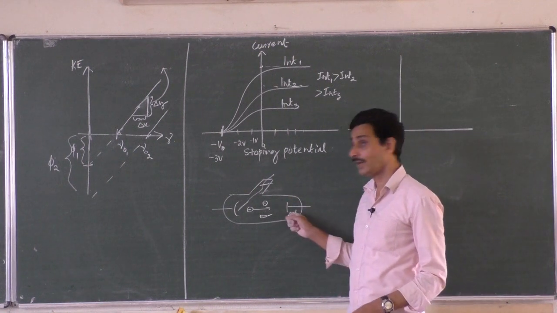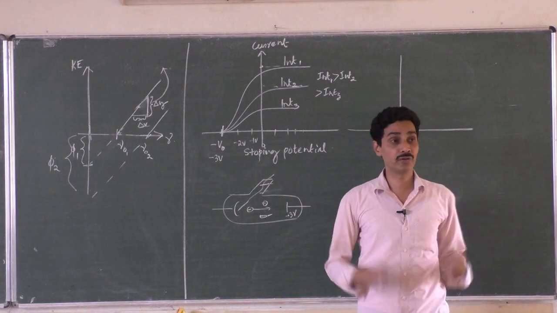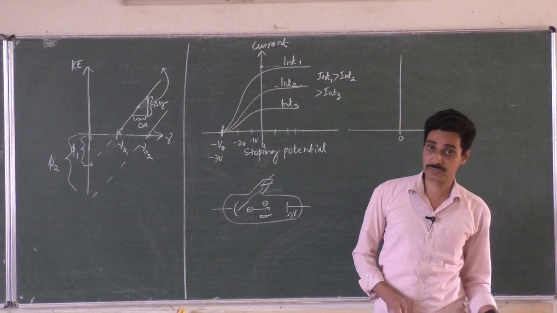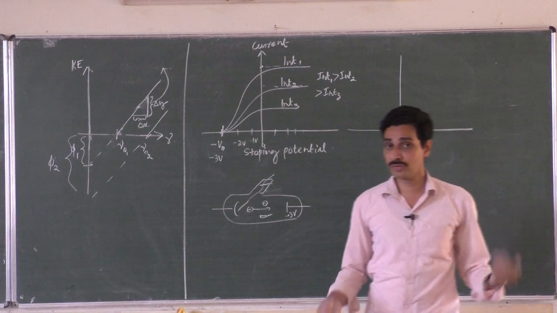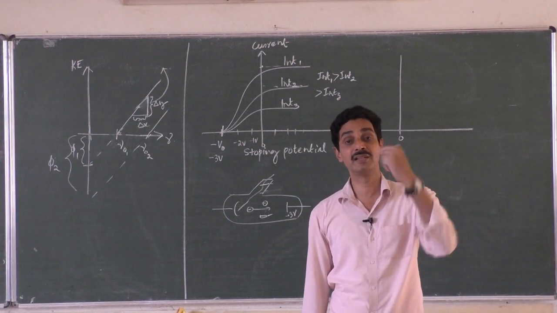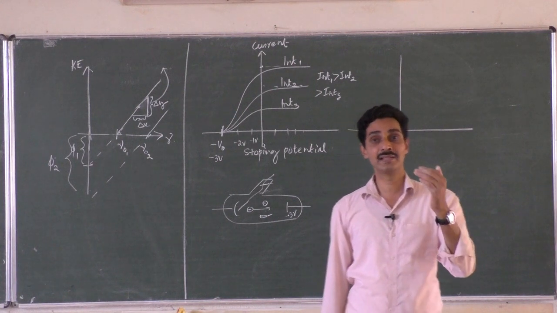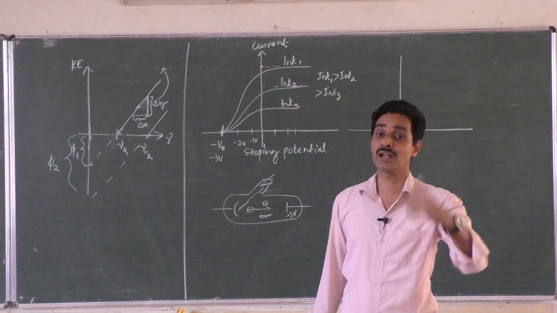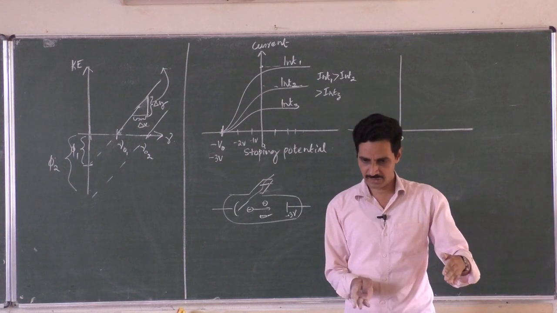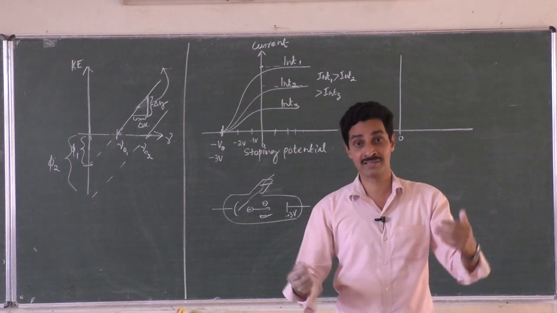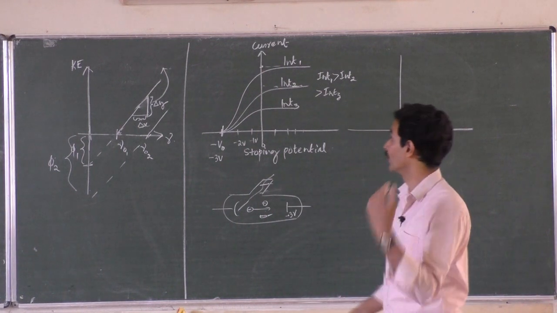Why? The photoelectric current depends on how many photons or how many electrons cross per second. That depends on how many photons fall on the surface, and how many photons fall on the surface depends on intensity. But we are not changing the intensity, we are changing the frequency. When the frequency is increased, we are keeping the same number of photons, but each photon is made more and more energetic. That's all. If 100 photons are falling, it is the same 100 photons, but every photon is made more and more energetic, more and more h nu.